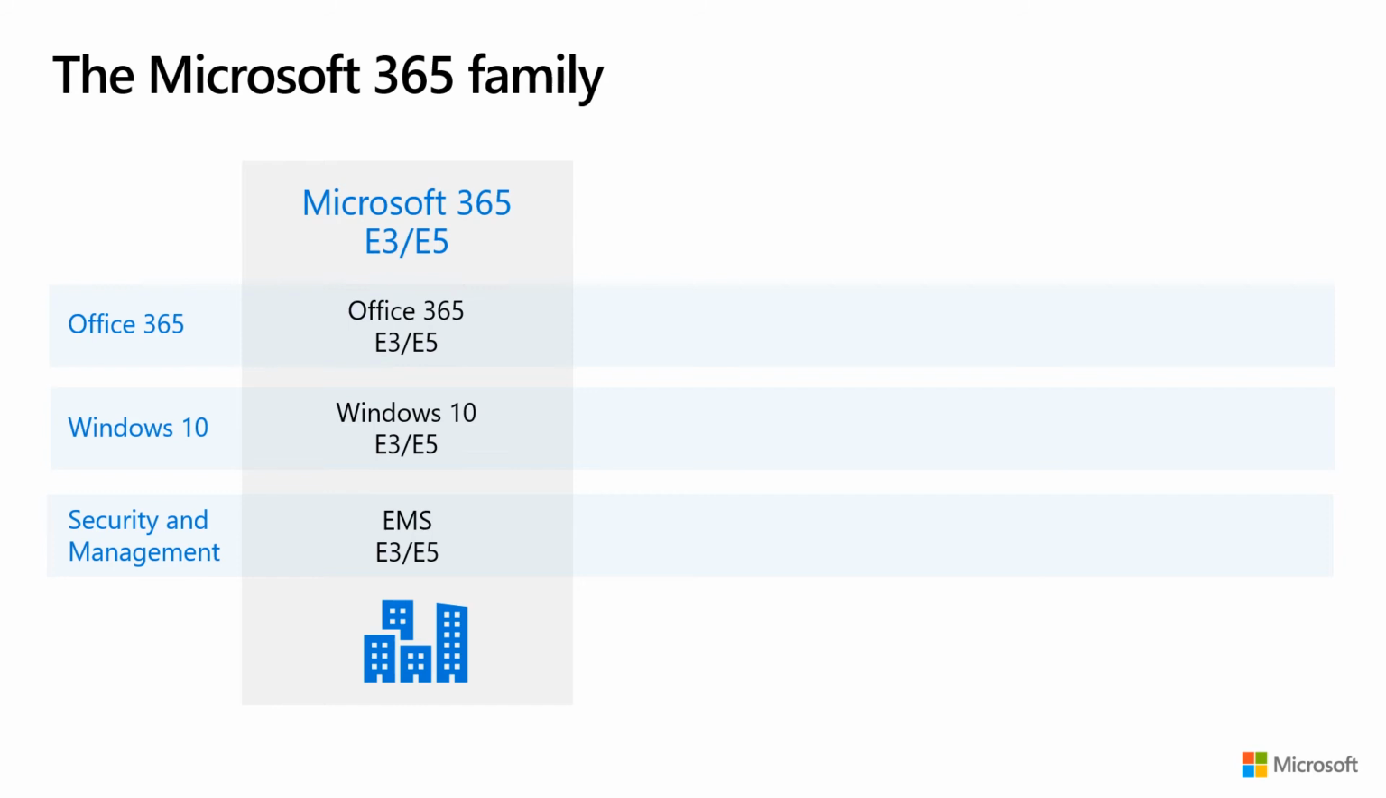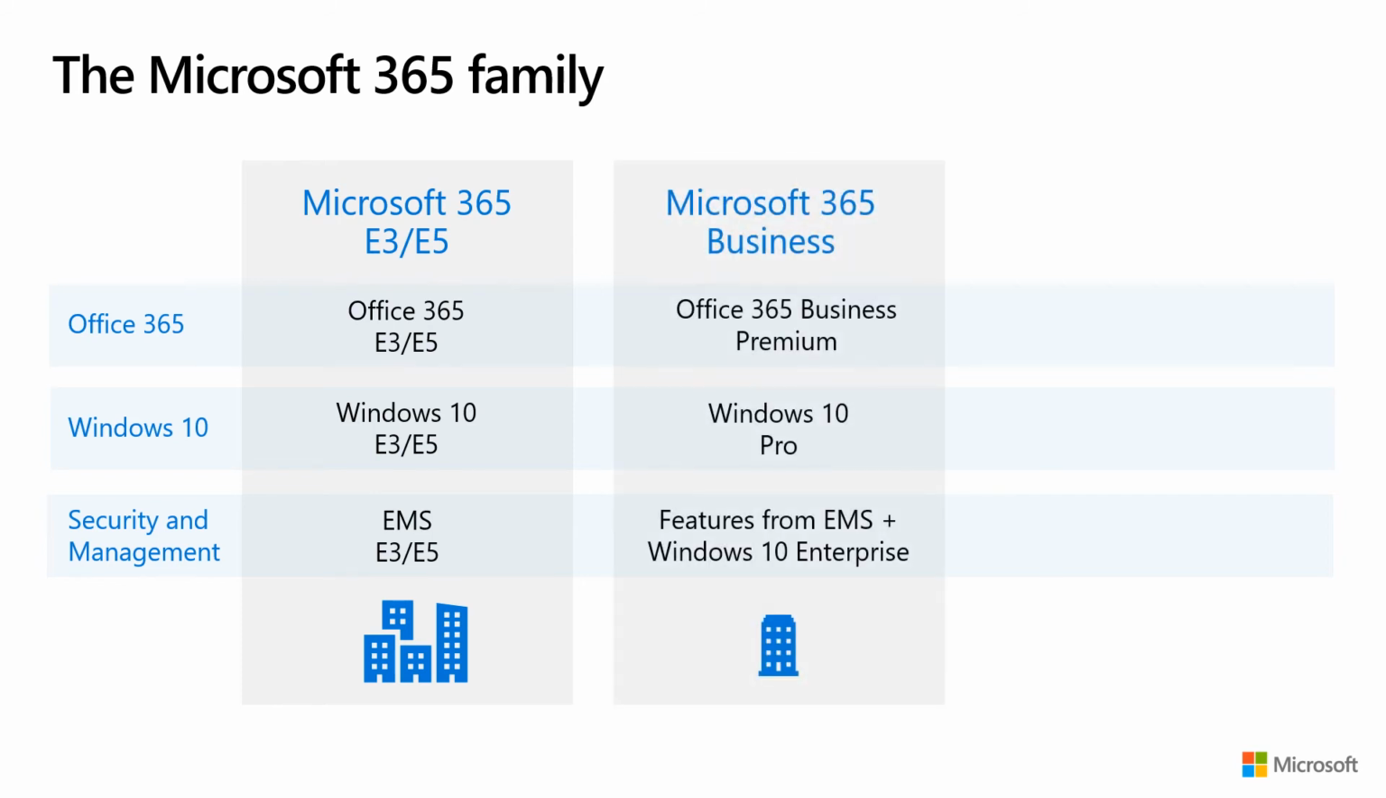This is aimed at organisations of all sizes and combines the E3 or E5 flavours of all of the products. Then we have Microsoft 365 Business, which has a subset of features aimed at the smaller business, and this, as you might expect, is technically limited to 300 users.